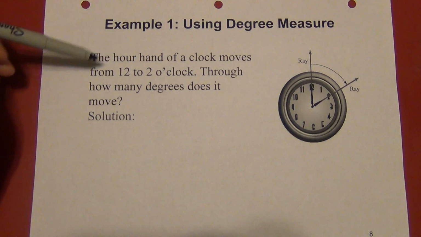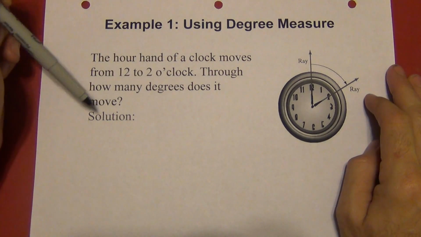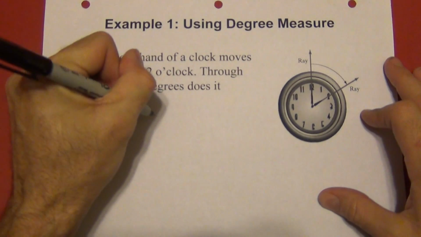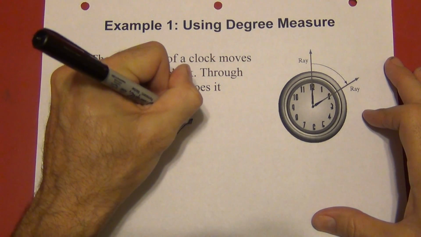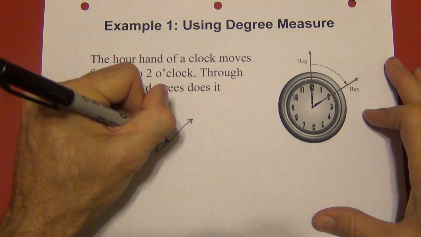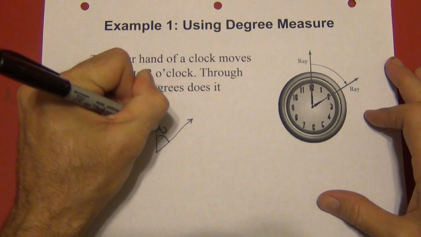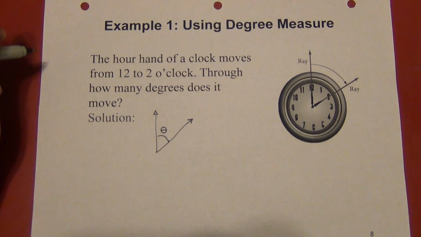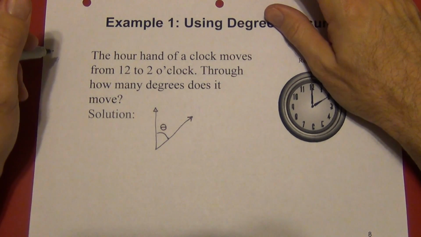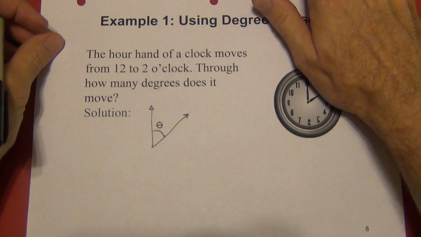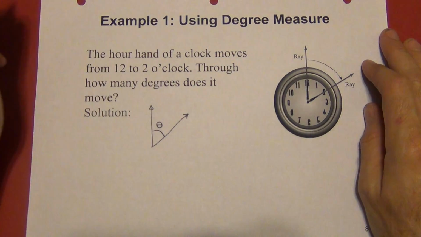So now we've got: the hour hand of a clock moves from 12 to 2 o'clock. Through how many degrees does it move? Well, our initial side is up here at 12, and our terminal side is over here at 2 because it says it moved over to 2 o'clock. And what I'm trying to ascertain is the angle measure in between here. And so I'm going to use the Greek letter theta, because theta is what they normally use as the variable for an angle. So those of you who are watching this for other classes, I want to be real consistent with the mathematical nomenclature. Okay, and so this is my angle measure.